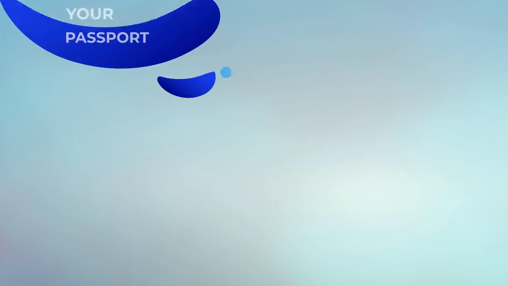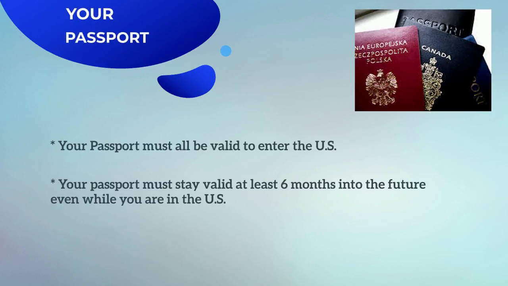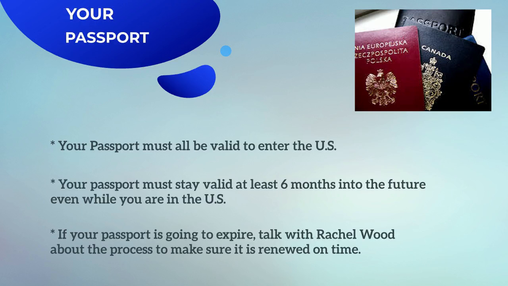Important things to remember about your passport. Your passport must be valid to enter the US. It actually must be valid for at least 6 months. If it's 6 months from expiring, talk with Rachel Wood about the process to renew it. Butte College will keep a copy of it in your file in case you lose it or it is damaged.